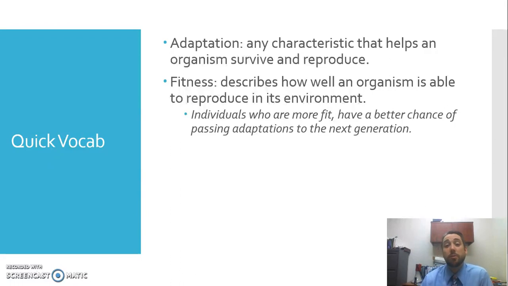Fitness is when we say something's more fit, it describes how well an organism is able to reproduce in its environment. So this is kind of how we use the words. Adaptations, again, are characteristics. Fitness is about reproduction. So individuals who are more fit have a better chance of passing adaptations to the next generation. So let's say you have an adaptation that allows you to run faster, then you are more fit to reproduce because you're going to get a chance to get more food, and therefore you are going to be able to pass those adaptations and the generations might become faster.